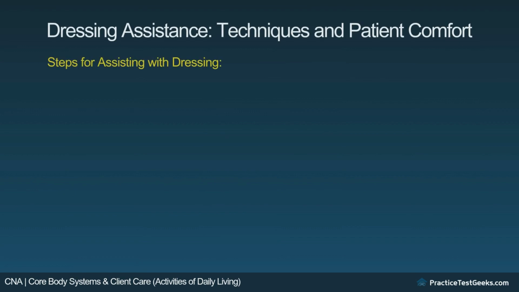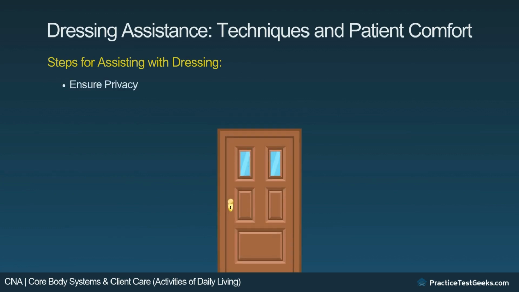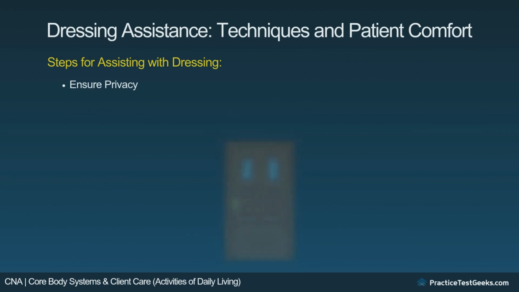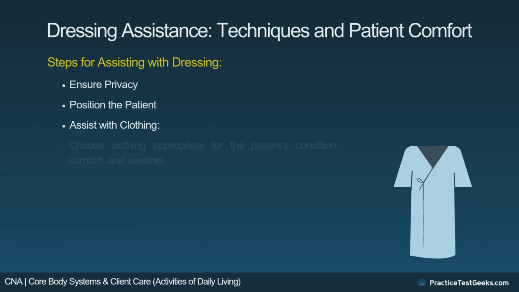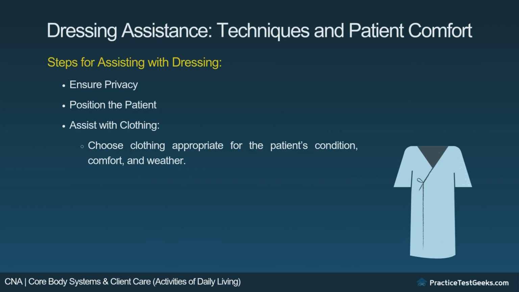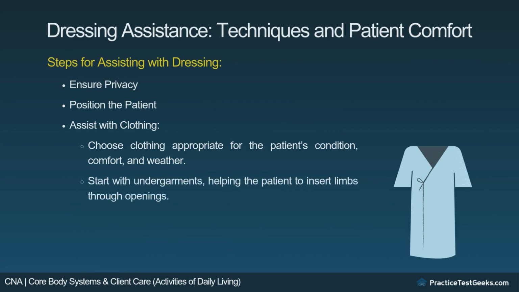Steps for assisting with dressing. Ensure privacy. Always provide privacy by drawing curtains or closing doors. Position the patient. Help the patient into a comfortable sitting or reclining position before beginning. Assist with clothing. Choose clothing appropriate for the patient's condition, comfort, and weather. Start with undergarments, helping the patient to insert limbs through openings. Assist with buttons, zippers, or other fasteners.